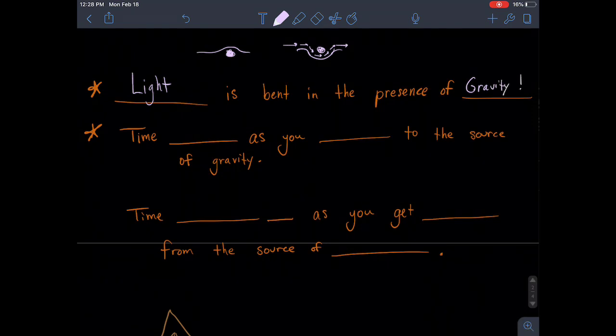Now this is actually observable by our sun. We can actually see stars that are behind our sun that we can't see through the sun, but since the light is bent, we can actually still see the light from those stars that would be hiding behind our sun.